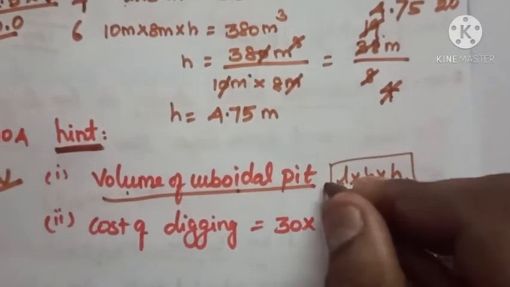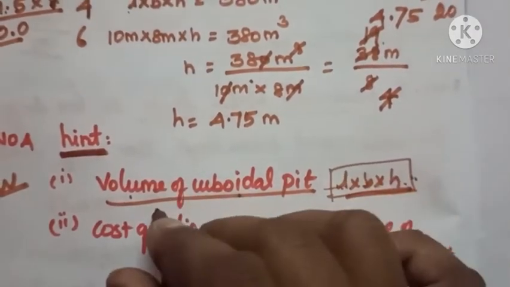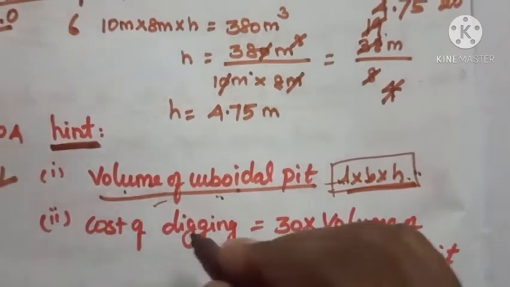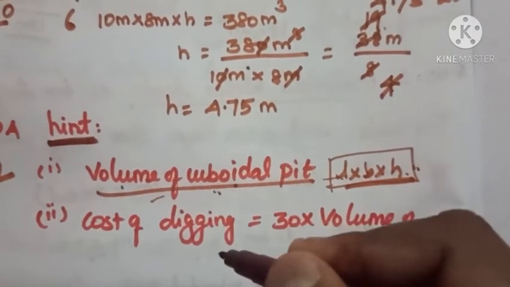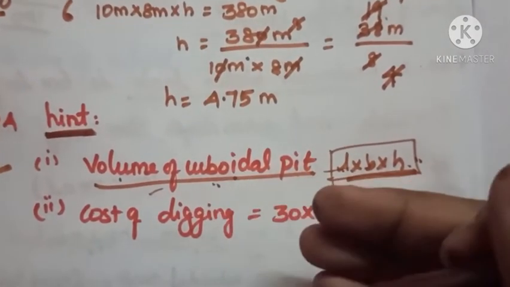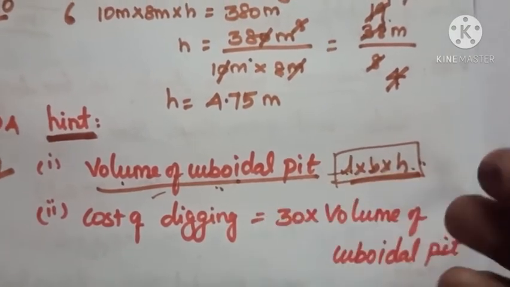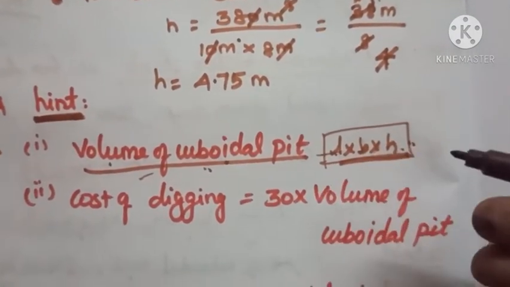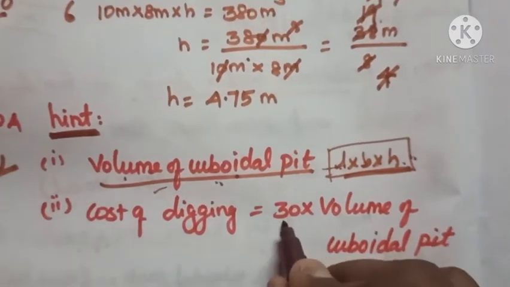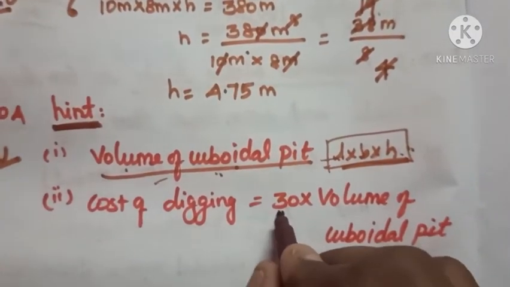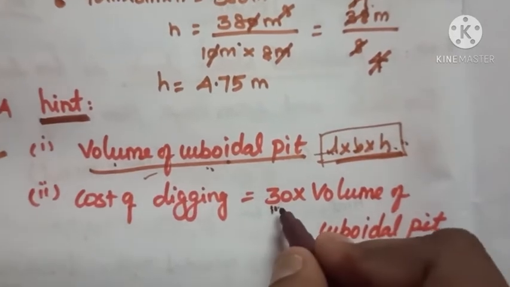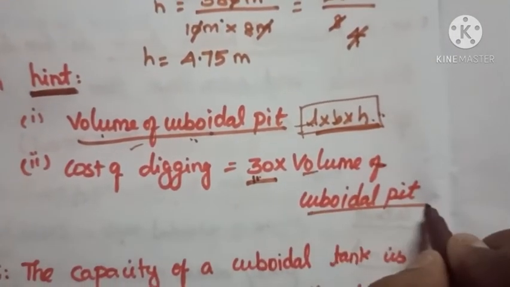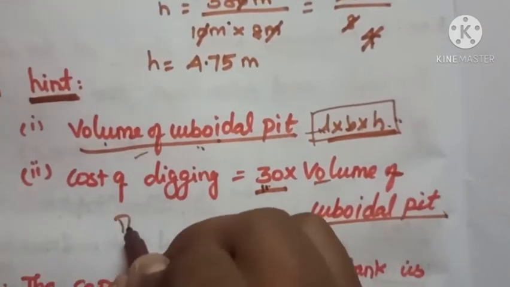You just multiply and you find the volume of a cuboidal pit. Okay, so cost of digging. Digging means you need to make one cuboidal pit by digging. You need to pay the labor rupees 30 per meter cube. So finally you multiply 30 with the volume of the cuboidal pit, and you get the total cost you pay to the labor.